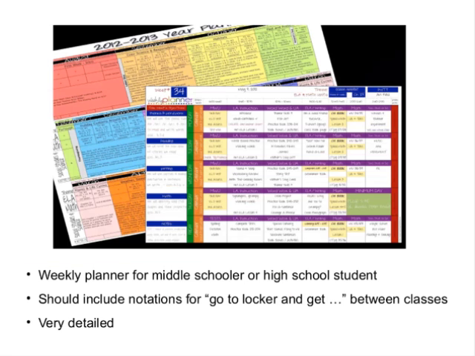This is a weekly planner, obviously for maybe a middle or high school student, and obviously for a student that would be able to read, but you can modify them depending on the particular student. These planners not only have the daily schedule, but they have very detailed information. They need to include notations for, in between classes, go to locker and get whatever, don't forget your flute for music, things like that. They're very detailed.